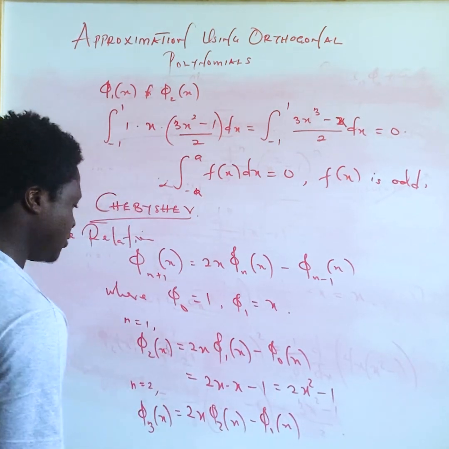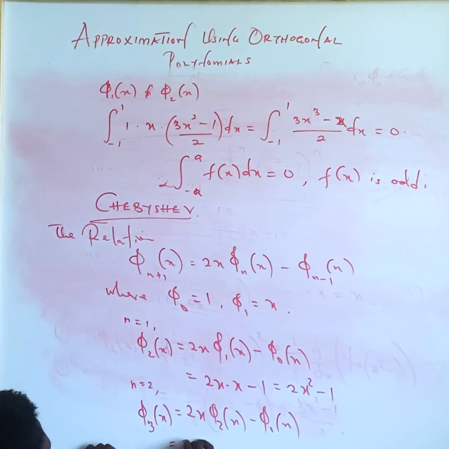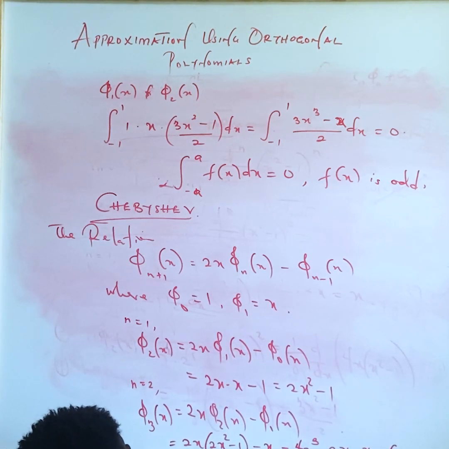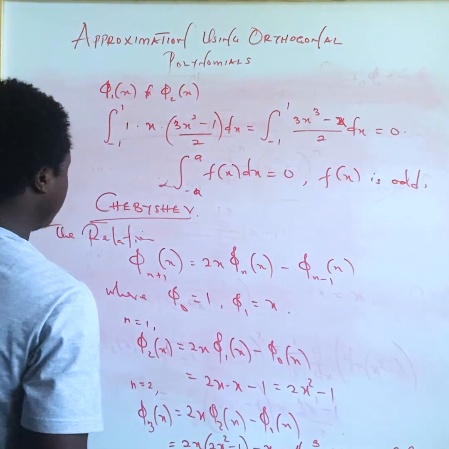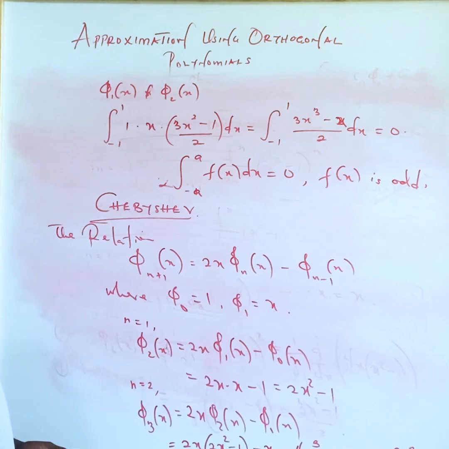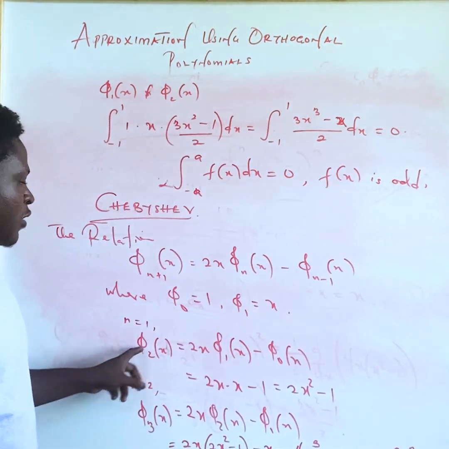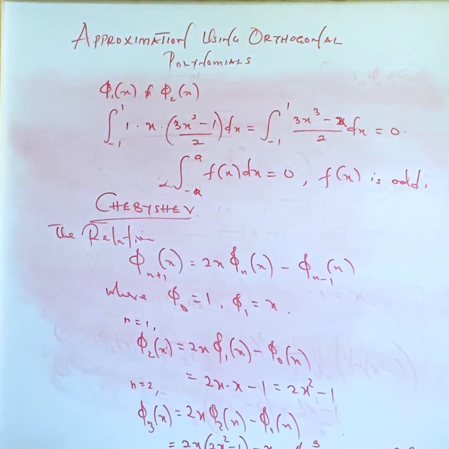And that will be 2x times 2x squared minus 1 minus phi 1, which is x minus x, which produces 4x cubed minus 2x minus x, which is the same thing as 4x cubed minus 3x. So we can say that here also your phi i is a polynomial of degree i. So phi 3 is a polynomial of degree 3. Phi 2 is a polynomial of degree 2, and so on. So these are the polynomials we are considering in this case.